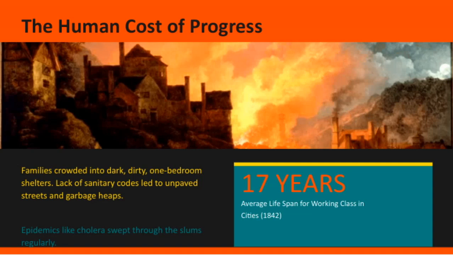So let's take a closer look at what life was like in the cities back in 1842. The average lifespan for the working class was only about 17 years, which is shockingly low. This was largely due to the frequent outbreaks of epidemics like cholera that would sweep through the slums, often causing widespread suffering and death. Families lived in very crowded conditions, often squeezed into dark, dirty one-bedroom shelters.